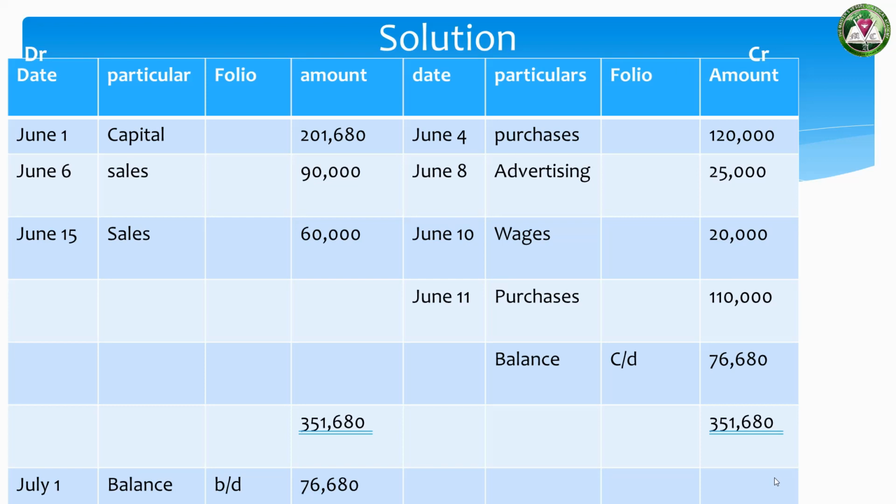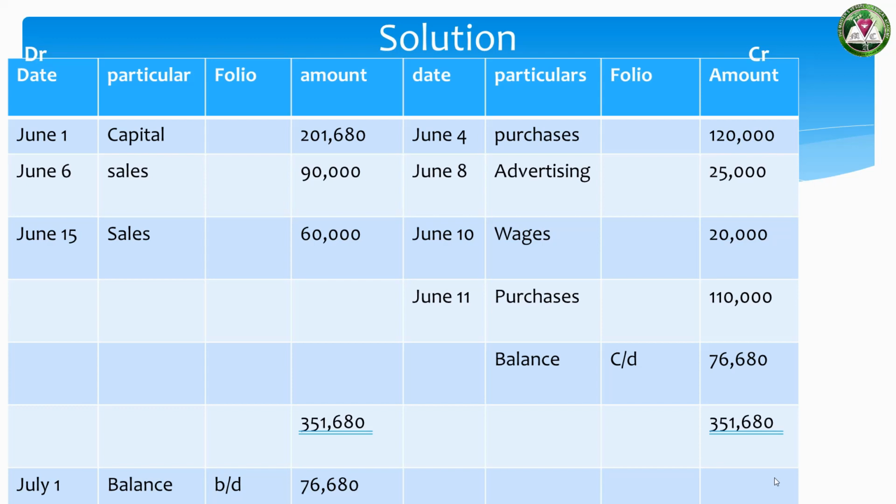So now, June 1, you rule your cash book. Date, particulars, folio, amount. Date, particulars, folio, amount. Remember your debit side and your credit side. The left hand side is the debit side. The right hand side is the credit side. Then under the date column, you write your date, June 1. From our question, started business, just call it, under the particulars, capital. You write the capital, you go to the amount column. No folio, no page number, so you leave that one vacant. You go straight to the amount column, 201,680 naira.